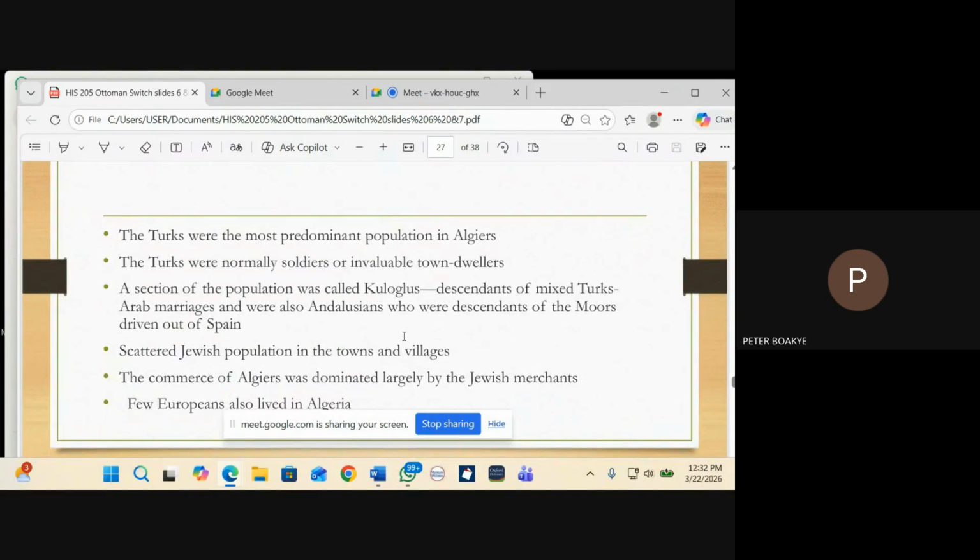Now the Turks were the most predominant population in Algeria. We're looking at the social structure. So the Turks were the most predominant population in Algeria. The Turks were normally soldiers or invariably town dwellers. A section of the population was called Koluglus. Take note of the Koluglus. I may ask you, Koluglus. They were the descendants. Hello, are you with me?